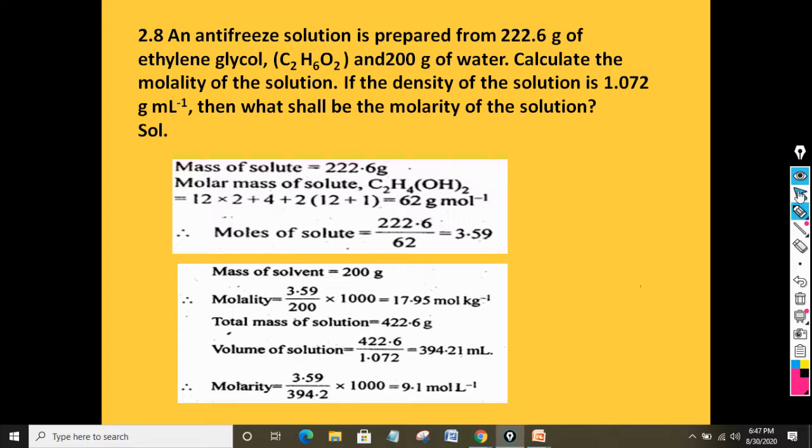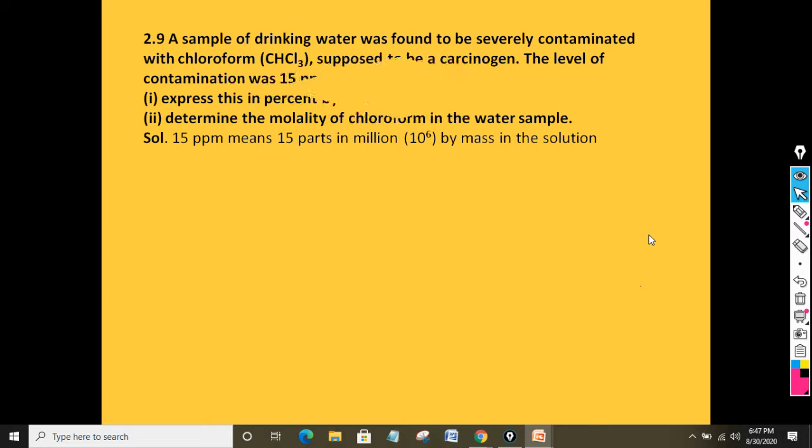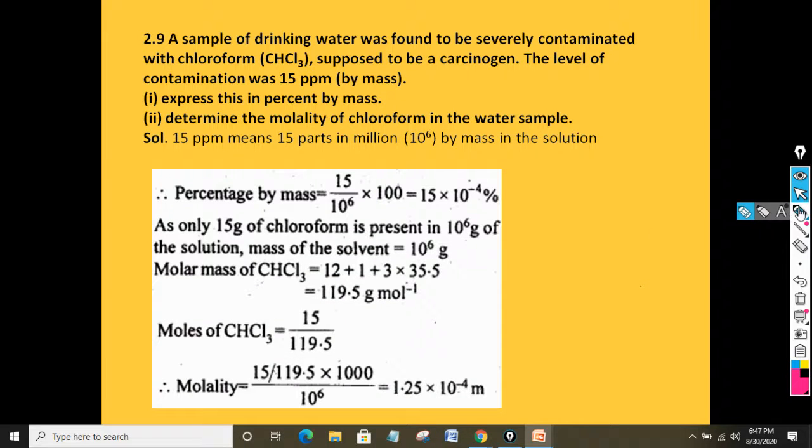Now, moving on to the next question, question number 2.9, which says a sample of drinking water was found to be severely contaminated with chloroform, CHCl3, supposed to be a carcinogen. The level of contamination is 15 ppm, 15 parts per million, 10 raised to power 6, by mass in solution. Express this in percent by mass.